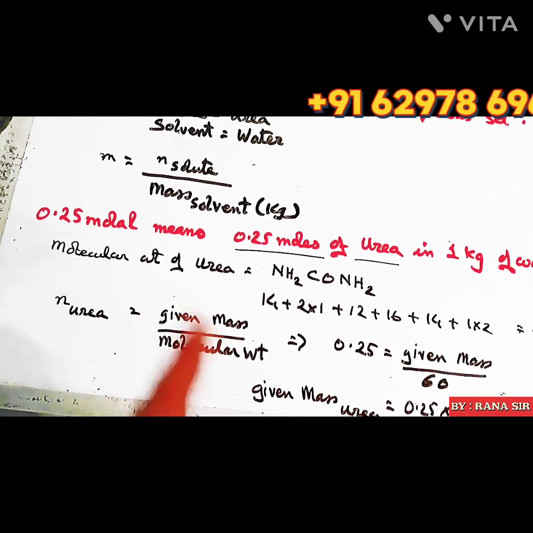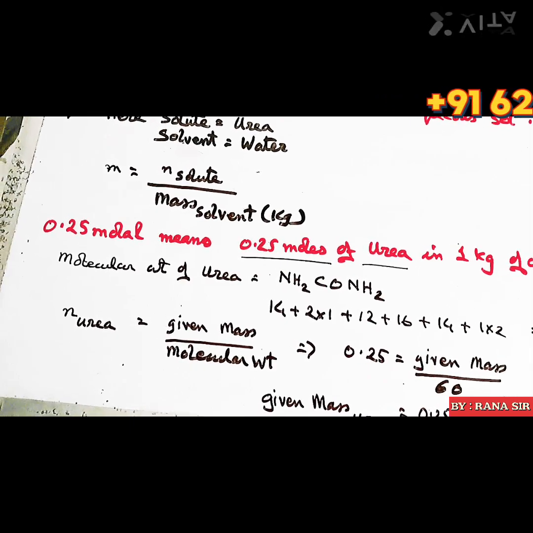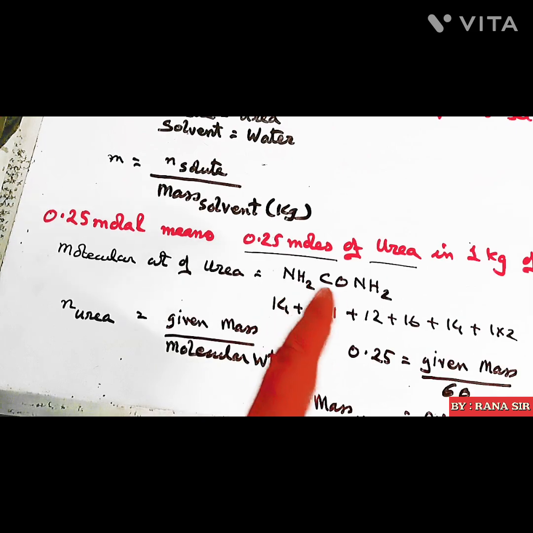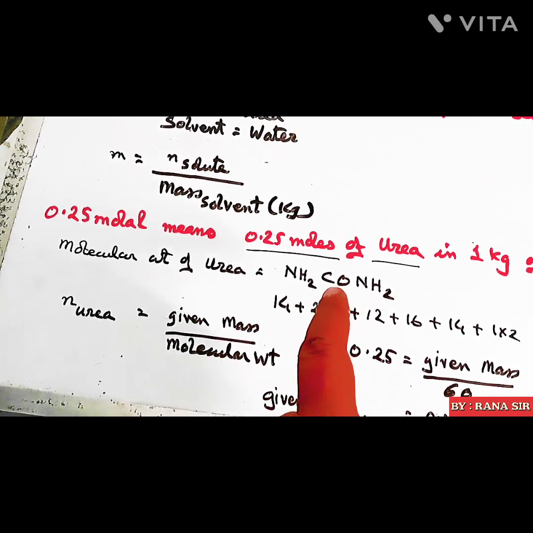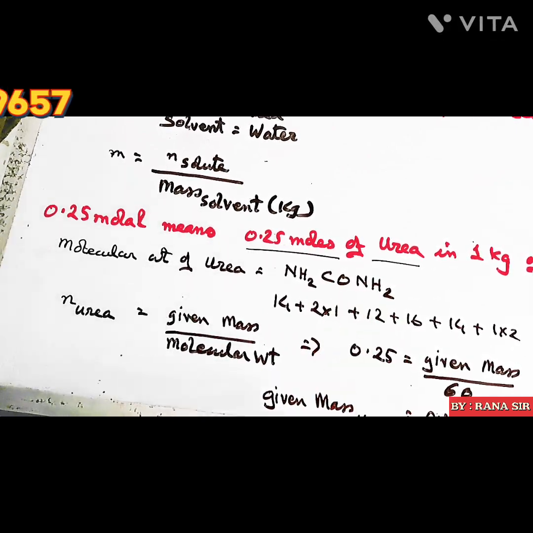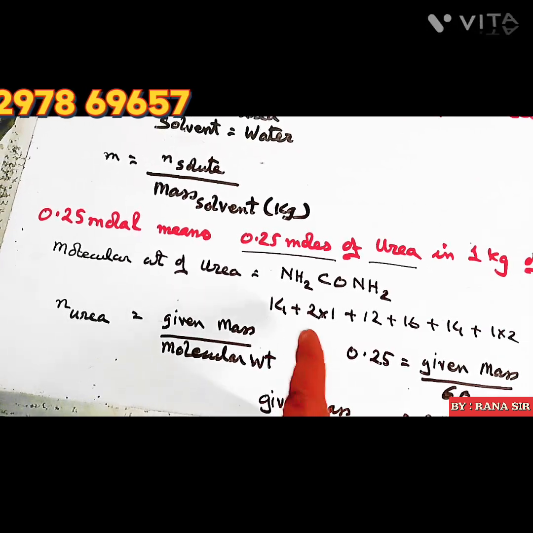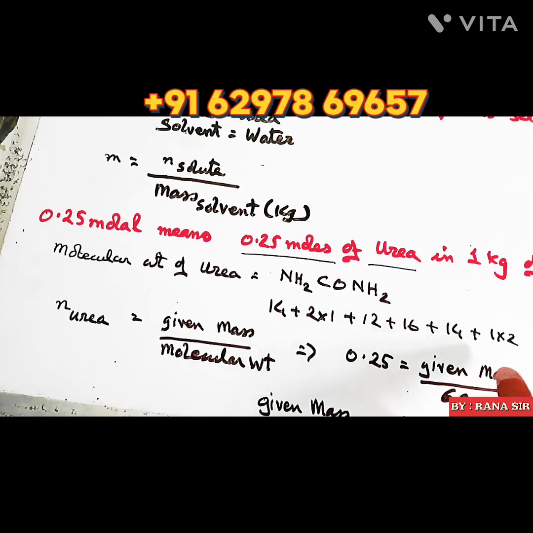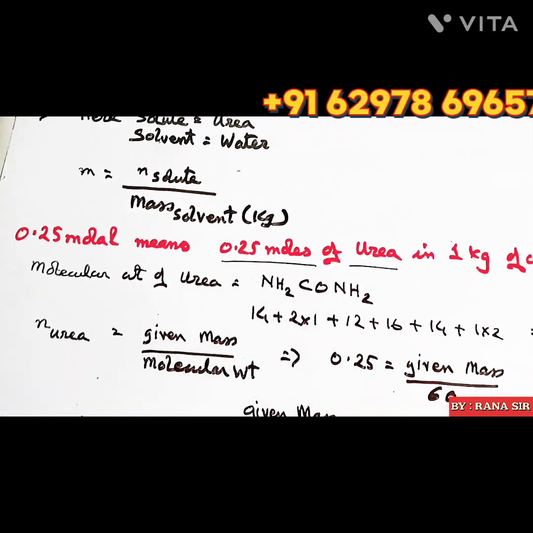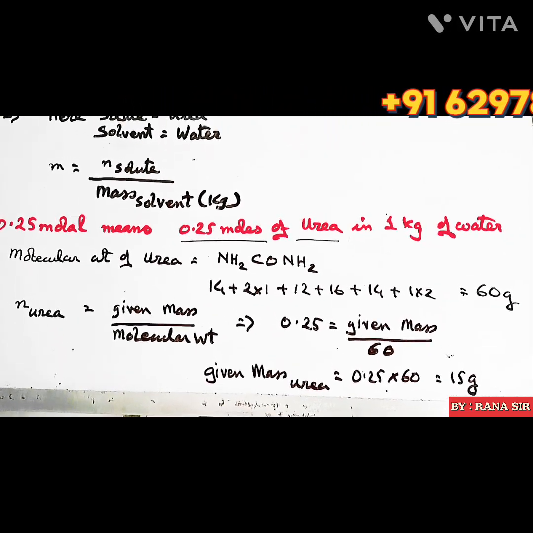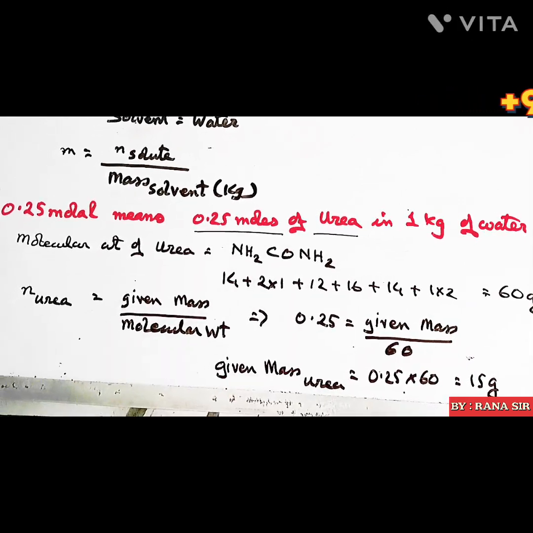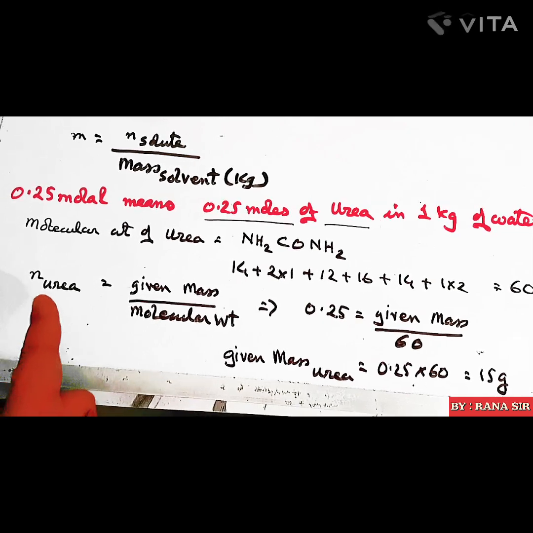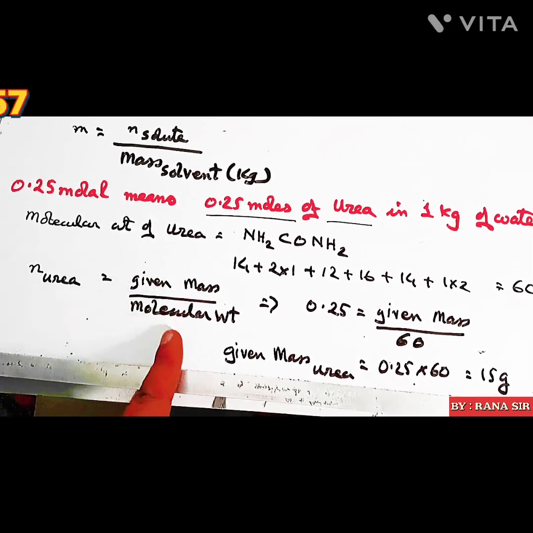Let us find out the molecular weight of urea. Molecular weight of urea, so NH2CONH2, N is 14, H is 1, C is 12, O is 16. So 14 plus 2 into 1 plus 12 plus 16 plus 14 plus 1 into 2. If you calculate, you will get 60. 60 gram. This is the molecular weight of urea. Now using the formula, number of moles of urea equal to given mass by molecular weight.